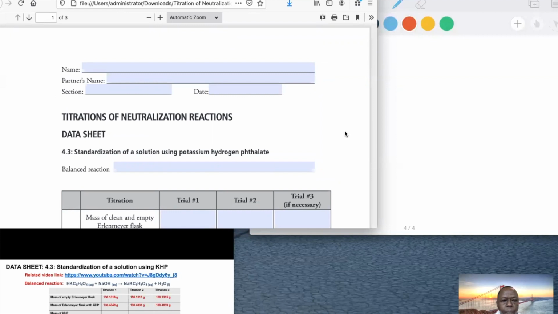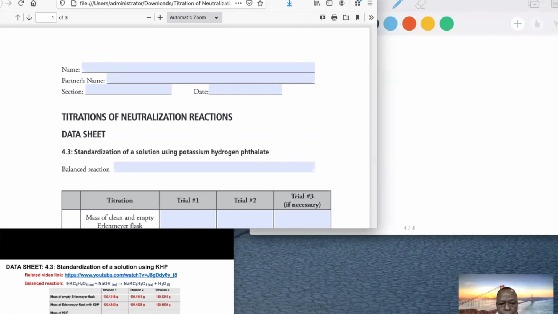In part A, write the balanced equation between KHP and NaOH. This is the standardization of sodium hydroxide. When it says standardization of solution, the solution here is the NaOH solution. Look at my PowerPoint slide. This is NaOH being standardized. From the PowerPoint slide, you see the balanced equation. This is what I need on the data sheet at the top right, the balanced equation.